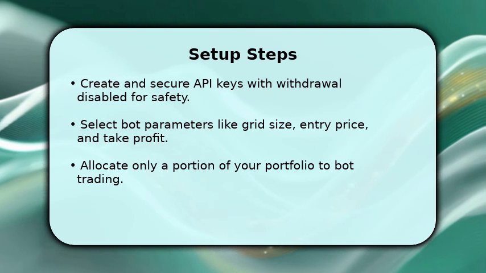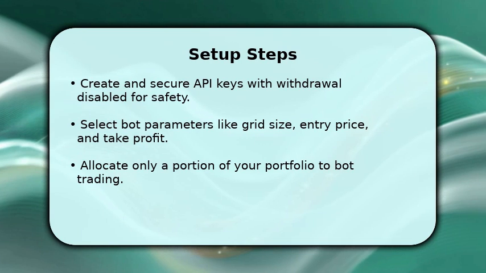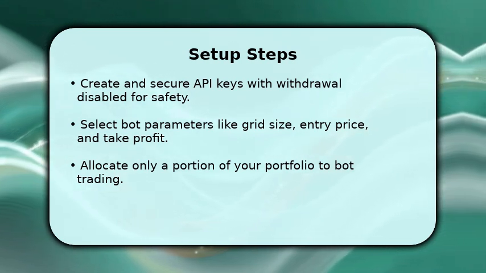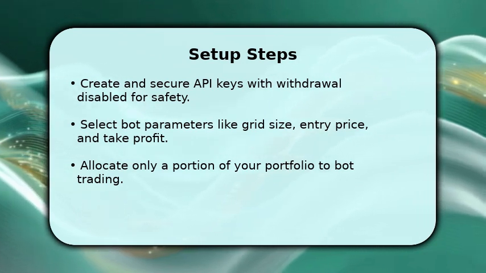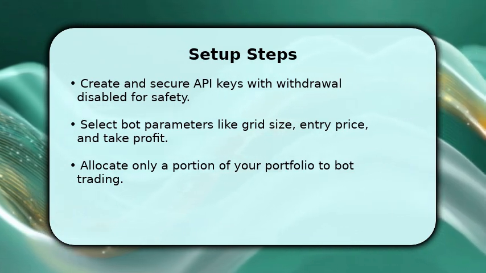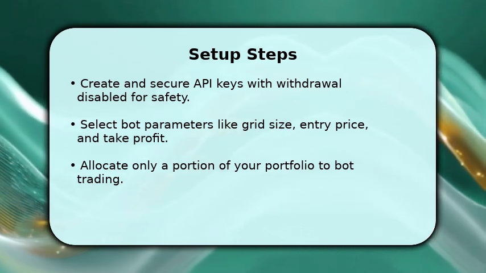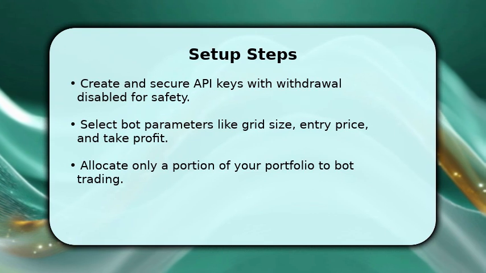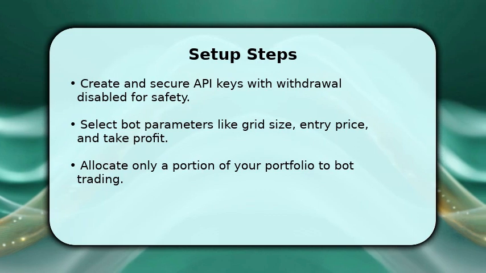Begin by creating API keys on Binance and ensure withdrawals are disabled for security. Choose a bot type, then configure parameters such as grid levels, order size, and stop conditions. Fund the bot with a small test amount and run a short paper or live trial to validate behavior. Monitor logs and trade fills, refine settings, and scale gradually once you confirm consistent results and acceptable drawdowns.